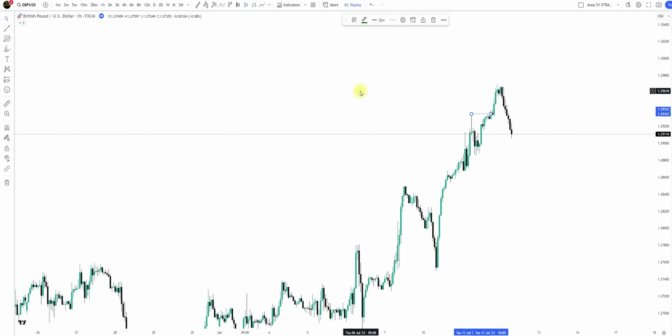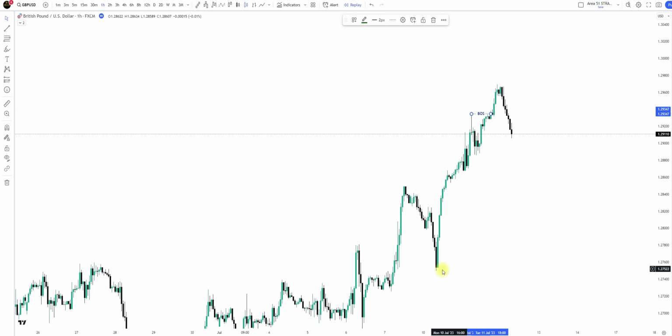And we can also see that on the 1-hour time frame, price is creating high highs, high lows, breaking the structures to the upside. So price is basically creating high highs, high lows, and breaking the structures.